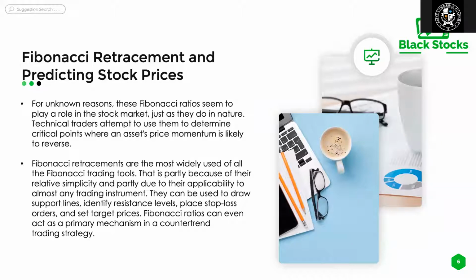Technical traders attempt to use them to determine critical points where an asset price momentum is likely to reverse. Fibonacci retracements are the most widely used of all the Fibonacci trading tools, partly because of their relative simplicity and partly due to their applicability to almost any trading instrument. They can be used to draw support lines, identify resistance levels, place stop loss orders, and set target prices. Fibonacci ratios could even act as primary mechanism in a counter trend trading strategy.